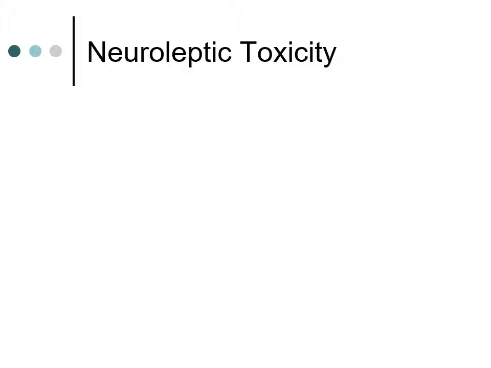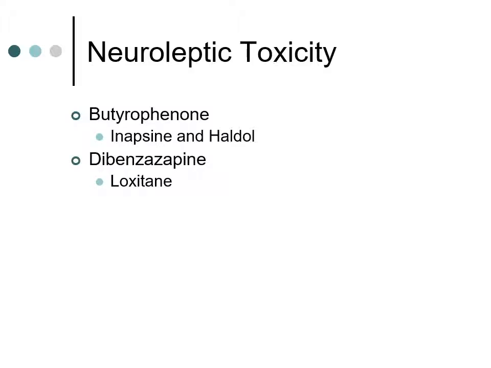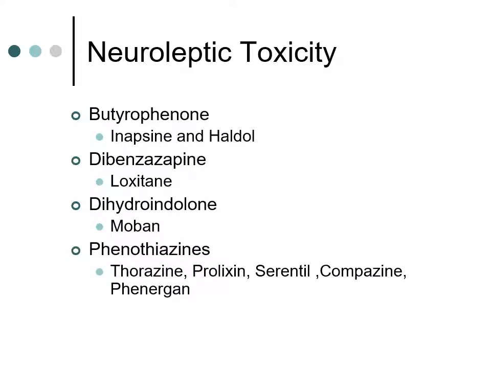Up next, we have our neuroleptics. These are mainly going to be all of our antipsychotic drugs. I will tell you the ones you see most commonly are going to be things like Haldol, and the phenothiazines are going to be the other big group. So things like chlorpromazine or Thorazine, Compazine, Phenergan. Those are the more common ones you're going to run into.